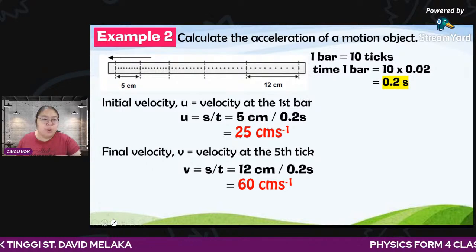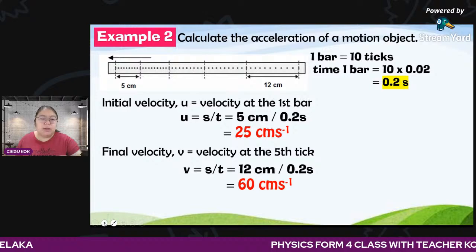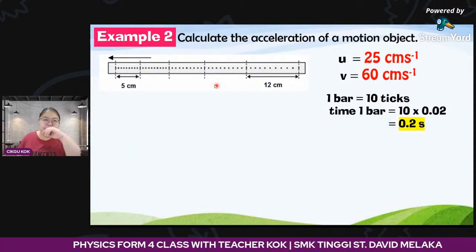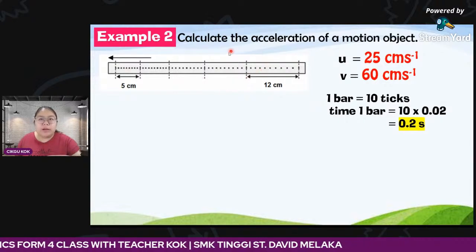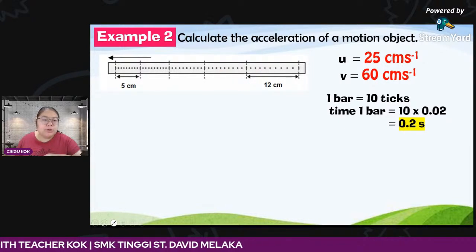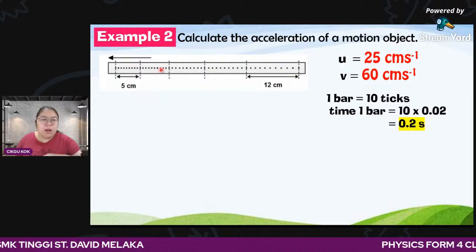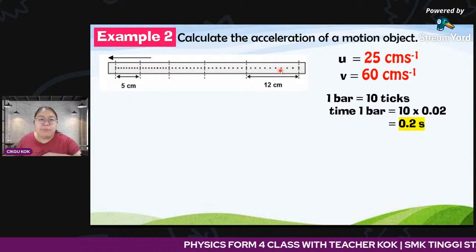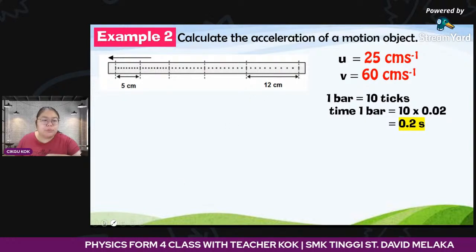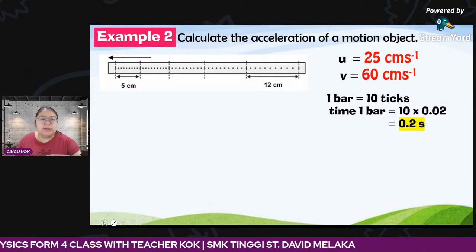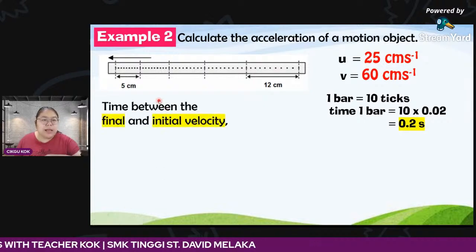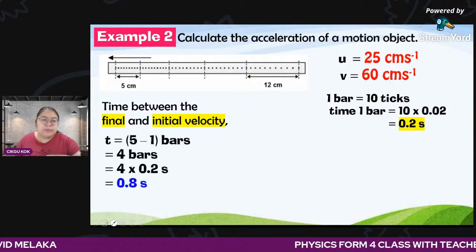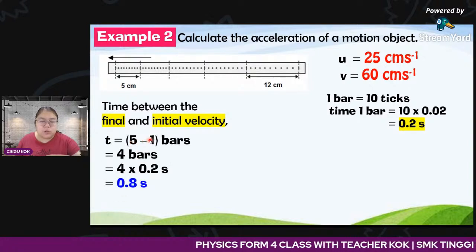Okay, now we need to find the time. Let's see the timer. Time, we need to count bar by bar. So you can see here, how many bars? 1, 2, 3, 4, 5. 5 bars. Remember I told you for the time taken you need to minus 1. So just now it was tick to tick. Now it is bar to bar. So that means the time between the final and initial velocity, we need to minus. You take 5 bars minus 1.